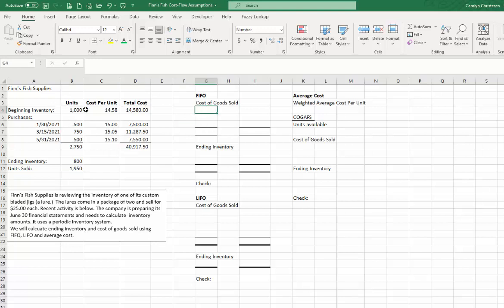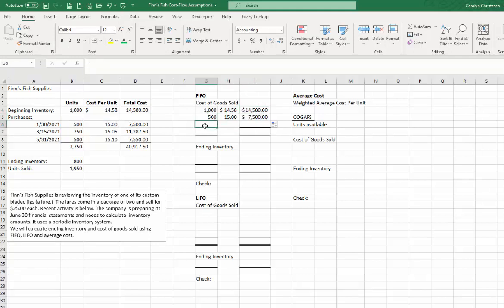We're going to use the same format here: units, cost per unit, and total cost. For the cost of goods sold, remember, the first ones to come in are the first ones to go out. We sold 1,950 units, so this total has to come out to 1,950 units. The first ones to come in are the first ones to be sold. So we sold our 1,000 at $14.58, our beginning inventory. What else did we sell? Remember, we have to get up to 1,950. So we sold these 500, and those we bought for $15.